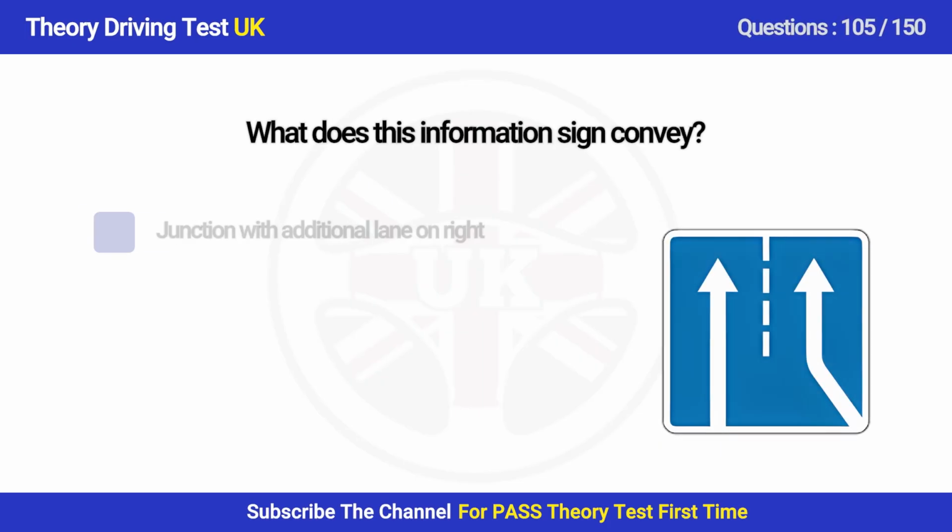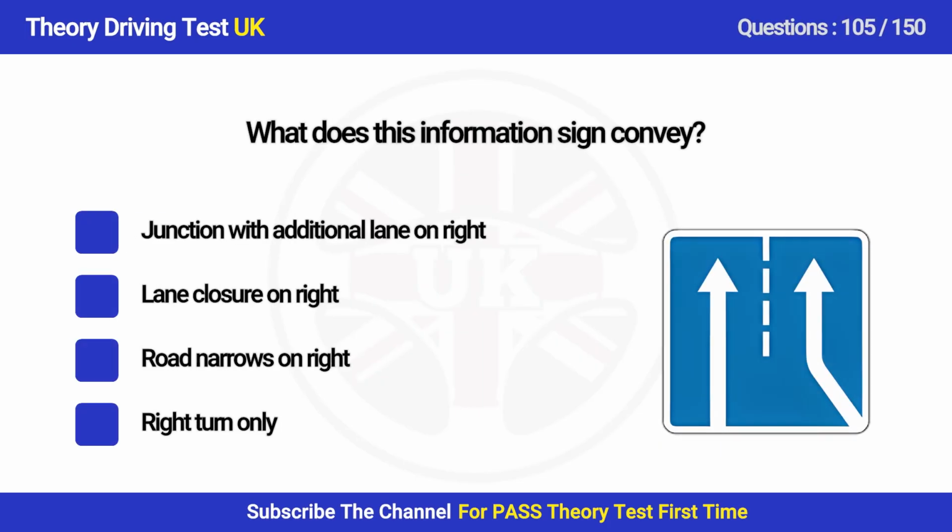Question 105. What does this information sign convey? A. Junction with additional lane on right. B. Lane closure on right. C. Road narrows on right. D. Right turn only.